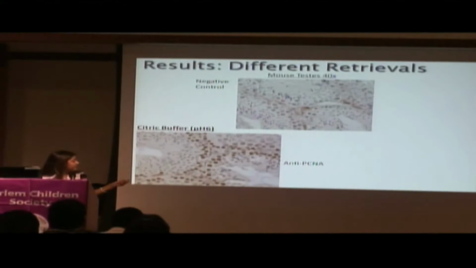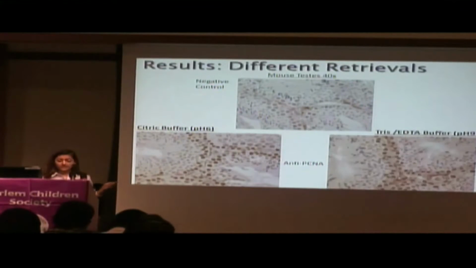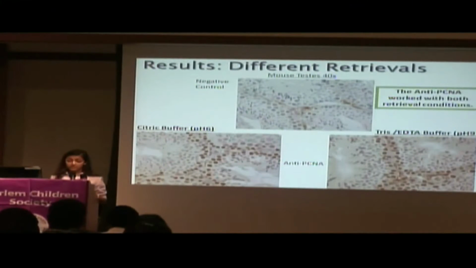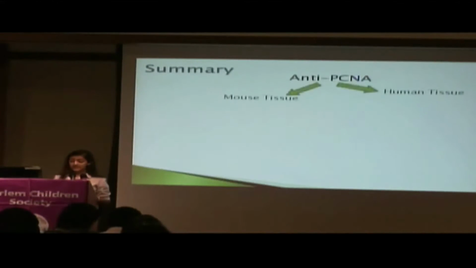So for the negative control, we see that no nuclei are stained brown. And when you use citric buffer, you see there's brown staining around the edges here. And same thing with the tris EDTA buffer. So we can conclude that it worked well with both retrieval conditions.